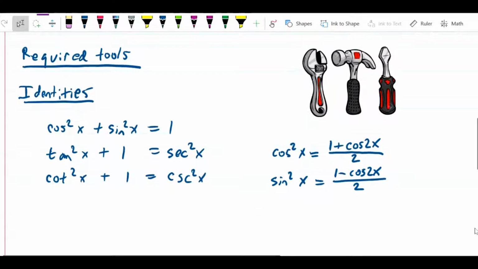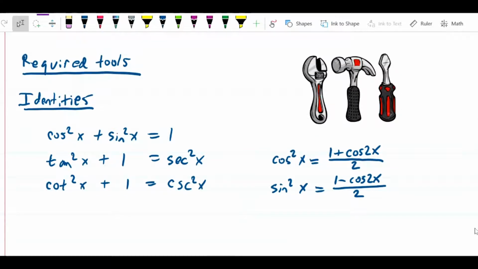The required tools are really the identities. This is the most important technique. We're just going to use identities to convert the given integral into a different form where it can be evaluated by techniques that we'll see.